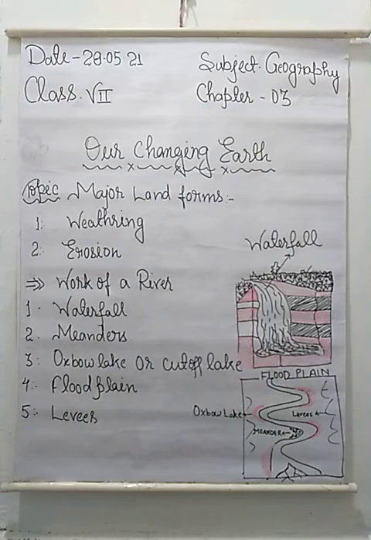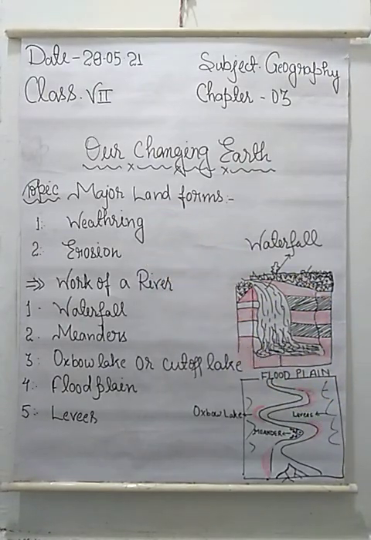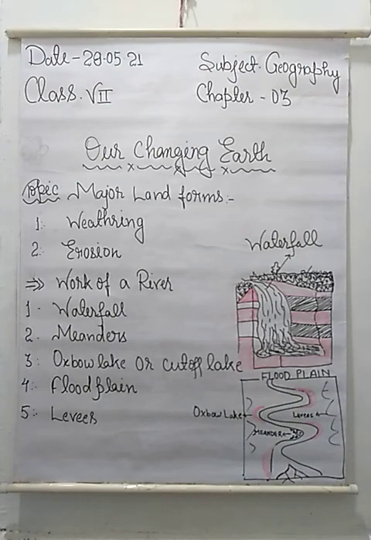So first of all, we have to understand what is the definition of weathering and what is the definition of erosion. Okay, so students, weathering is the breaking up of all types of small and big rocks which are present on the earth's surface. It means weathering is a process of breaking of rocks. Okay, and what is erosion? So erosion is a kind of activity in which something is worn away or taken away from the landscape, and how these things are moved away or taken by something from one place to another place.